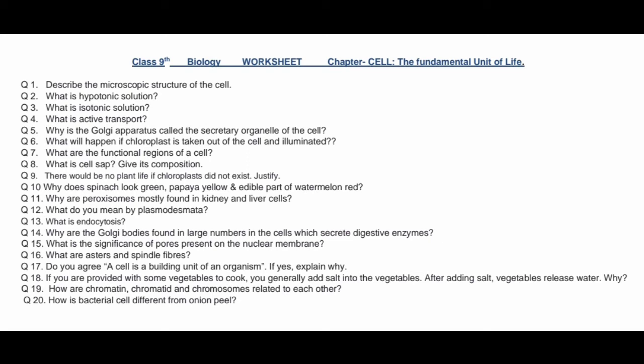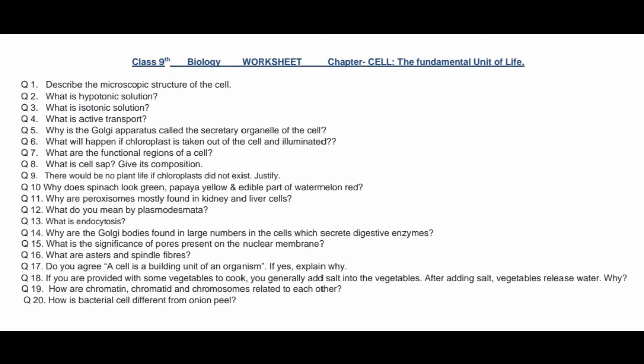Moving towards question number 11. Why are peroxisomes mostly found in kidney and liver cells? Actually, peroxisomes contain various oxidative enzymes which detoxify the toxic material. Since the blood carries various toxic substances to the kidney and liver, a large number of peroxisomes are present in them to oxidize the toxic material. So that's why peroxisomes are mostly found in kidney and liver cells.